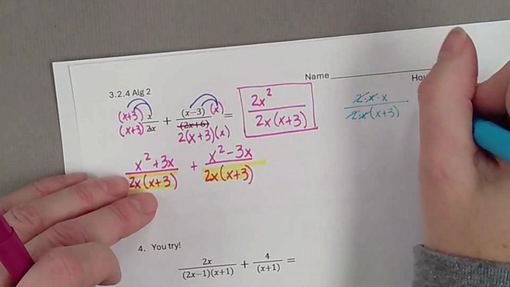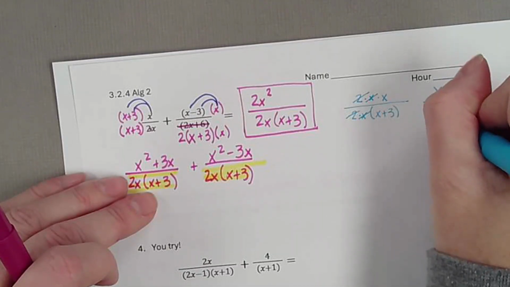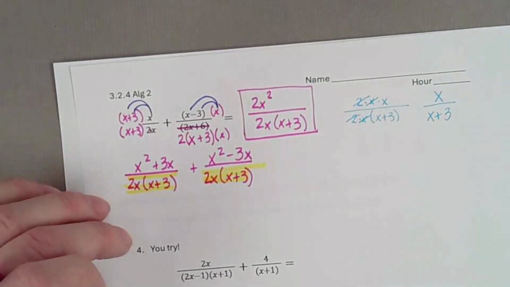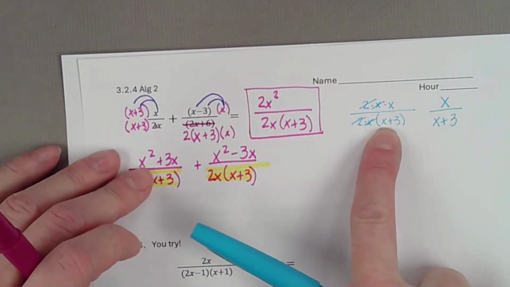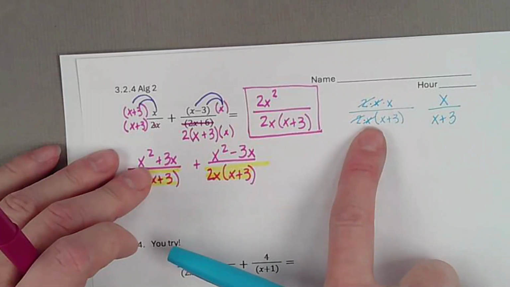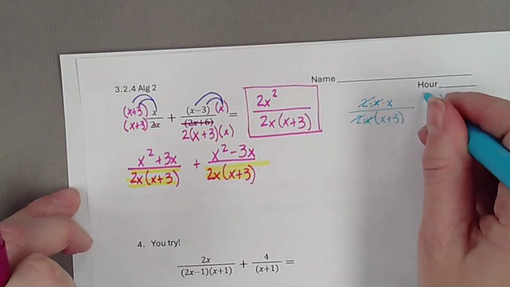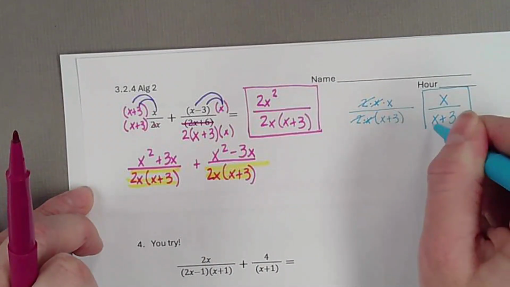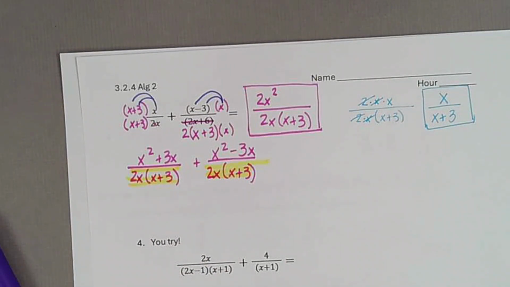And so once I simplify this as much as I possibly can, I have an x on the top, I have an x plus 3 on the bottom. I can put that x plus 3 in parentheses if I want, because it was in parentheses here, but now that the 2 and the x are gone, the parentheses are not really necessary. They're extra. So if you want to do the extra part, you can say that is your answer.